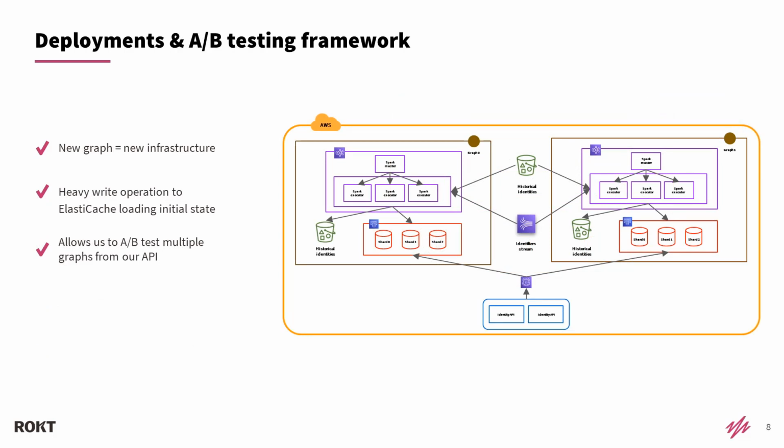So this is the cool part. Because we're on AWS, we can just spin up new infrastructure when we want to deploy a new graph. So what we do is we spin up a new EMR cluster and a new ElastiCache cluster. We deploy a new version of our graph, and then we can A/B test two graphs against each other. Our API will serve traffic from both Redis clusters.